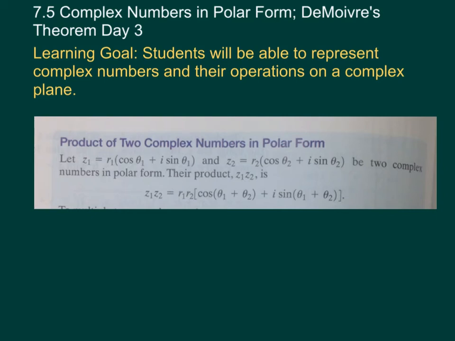7.5 Complex Numbers in Polar Form, De Moivre's Theorem, Day 3. Your learning goal is that you will be able to represent complex numbers and their operations on a complex plane. In this lesson, we're going to learn how to multiply two complex numbers in polar form and divide. So let's start off with multiplying.